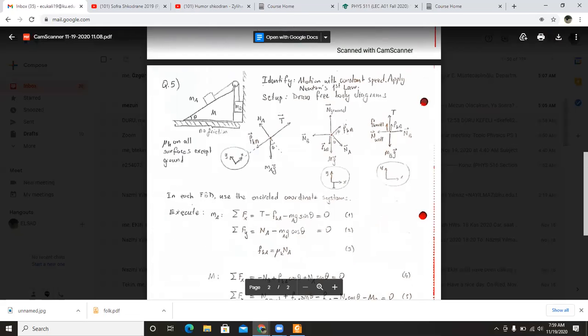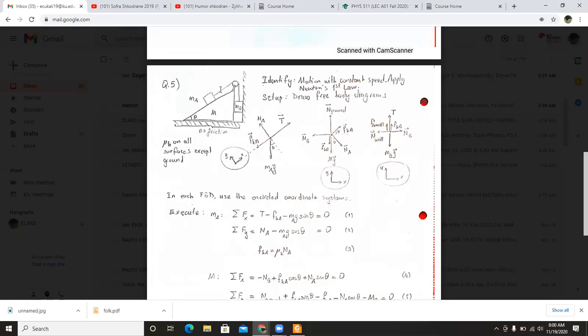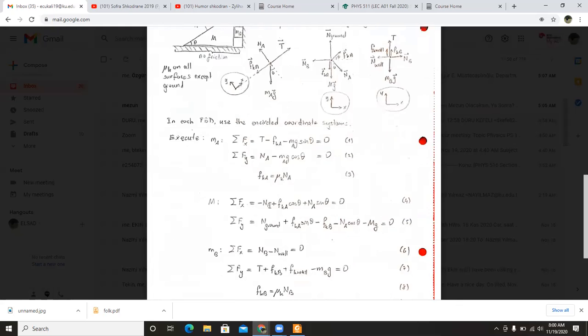So this is the case. First of all, you draw the body diagrams. You take MA. There's a force in this direction, a friction force here, and an MA g, and tension T. This is the first diagram. The second is for M.